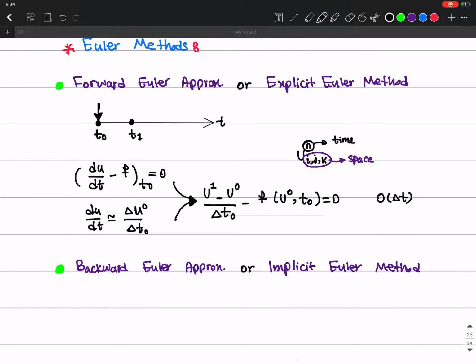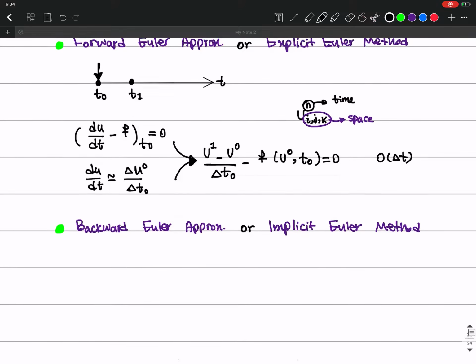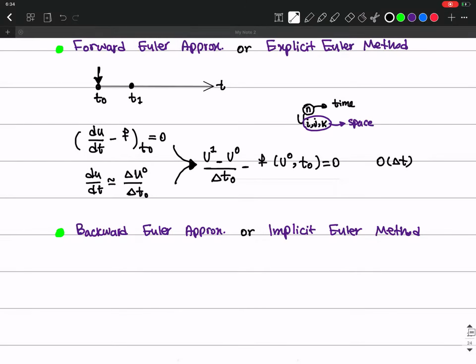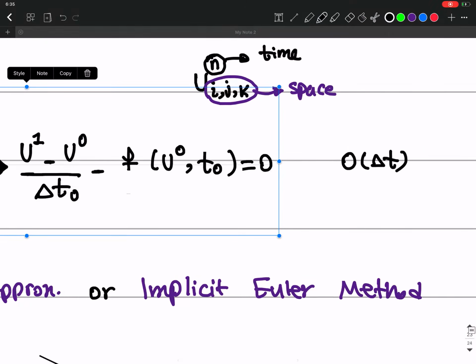Okay, so let's see what is the difference with this one. So here, if you have again this time axis, so here is t0 and here is t1. Now we are seated, and we sit here in t1 and write the equations for here. Okay, so let's see how it will be.